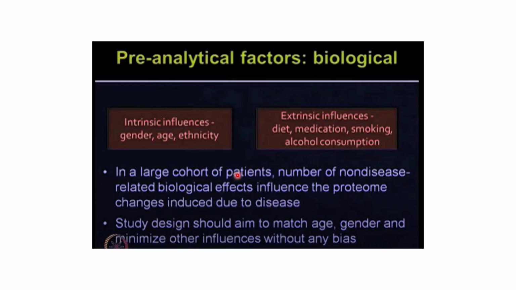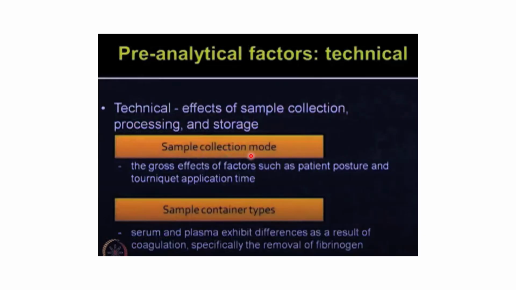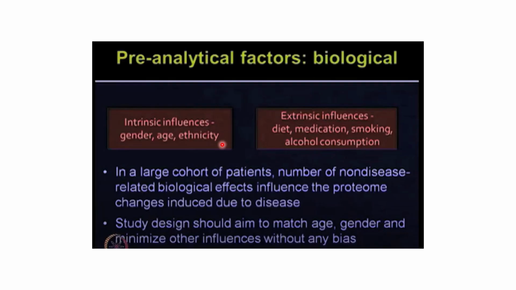So if you are dealing with a large cohort of patients, you need to make sure that all these factors are present with you in order to interpret the data. Then there are technical effects of sample collection, processing, and storage. All these factors you need to consider, because although you will collect the sample, analyzing it will be difficult if you don't know all of these factors, because you will find that in one specific sample, that specific protein was highly upregulated, and in another sample it was highly downregulated.